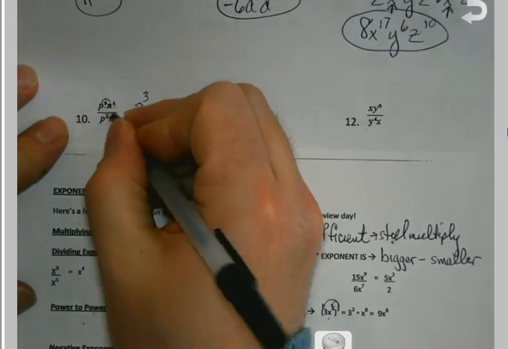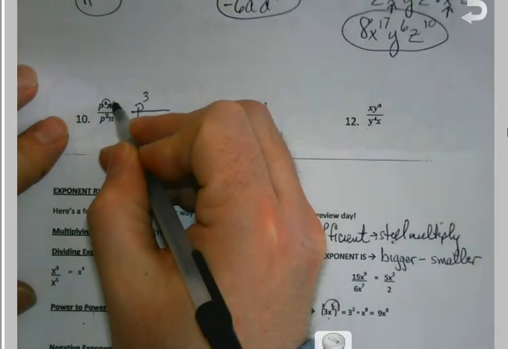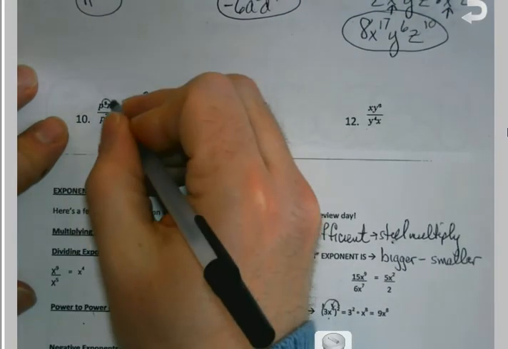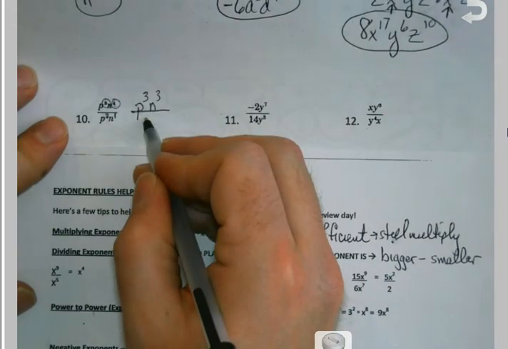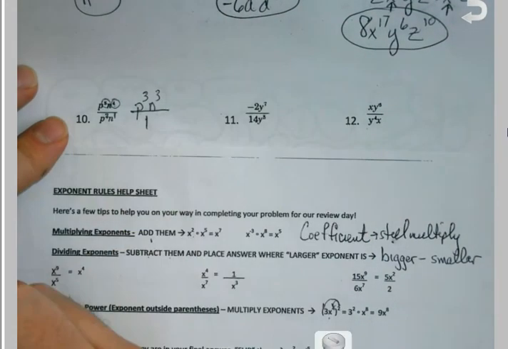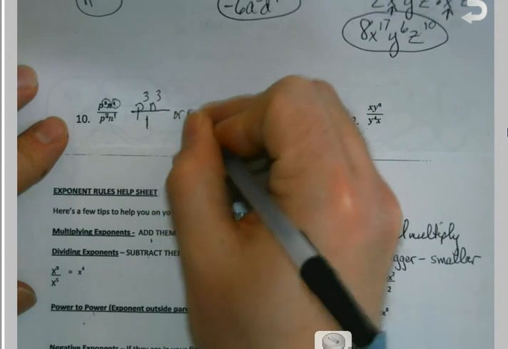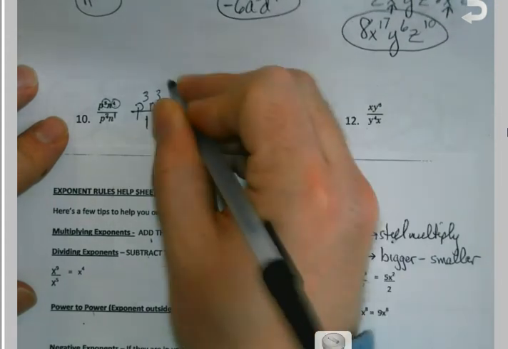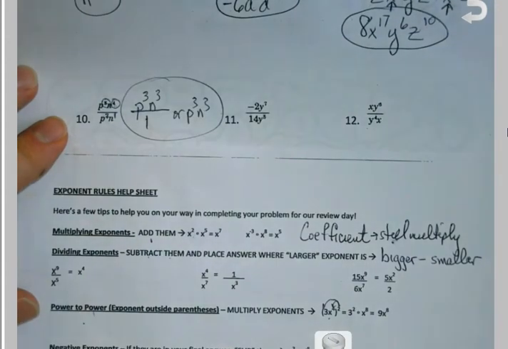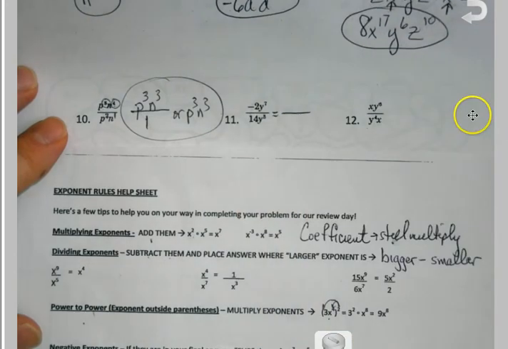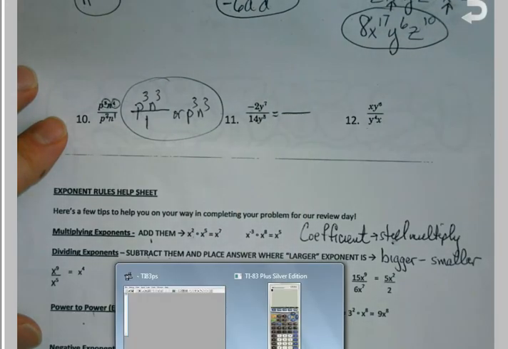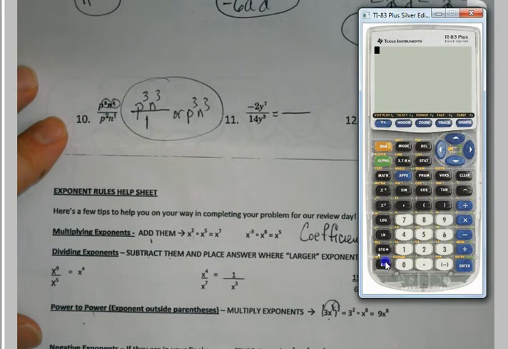With my n's, 4 minus 1 is 3. Bigger ones up top. What if there's nothing left down here? Well, I could put a 1. Or if there's nothing left in the bottom, I could just write p to the third, n to the third. Either one's fine. But when you're dividing, you've got to make sure the answer ends up where the biggest exponent is.